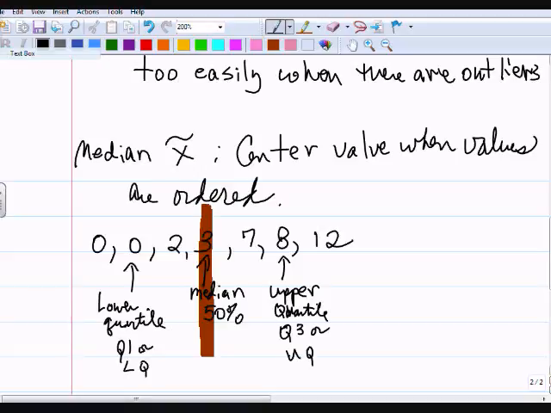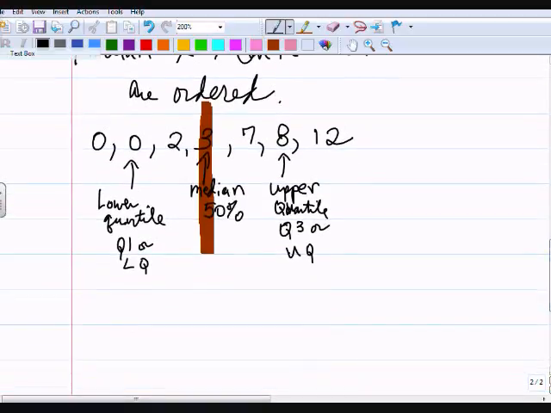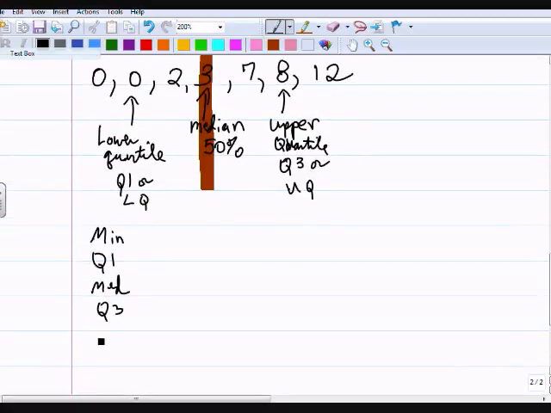Okay. And if you put all these numbers together, your Q1, your median, your Q3, along with your minimum number and your maximum number, those will be the numbers. 0 is the minimum, Q1 is 0, median is 3, Q3 is 8, maximum is 12. This is called the 5-number summary.